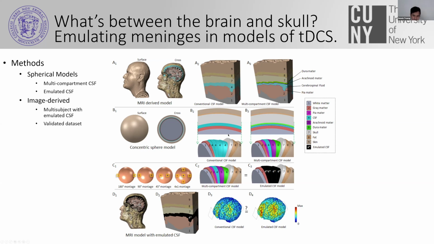conductivity. So we essentially modeled these different layers of skin, fat, skull, dura matter, arachnoid, pia, and CSF, gray and white matter, and then combined the conductivity into one compartment, and then changed the conductivity of this combined CSF layer to mimic the induced electric field created by the individual layers.